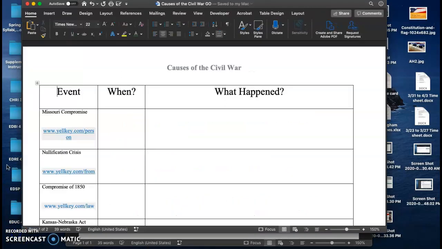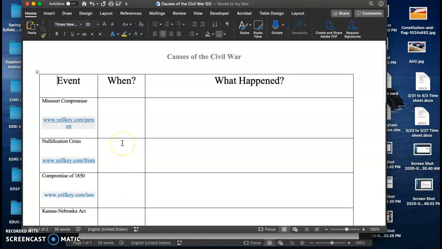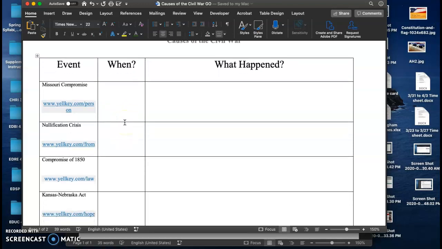So now all the number 1s are together, the number 2s are together, the number 3s are together, and all the number 4s are together. You guys are going to discuss it together, and you're going to fill out the graphic organizer based on the event that you were assigned to read. So you're going to fill out the when, and then you're going to explain in your own words what happened.